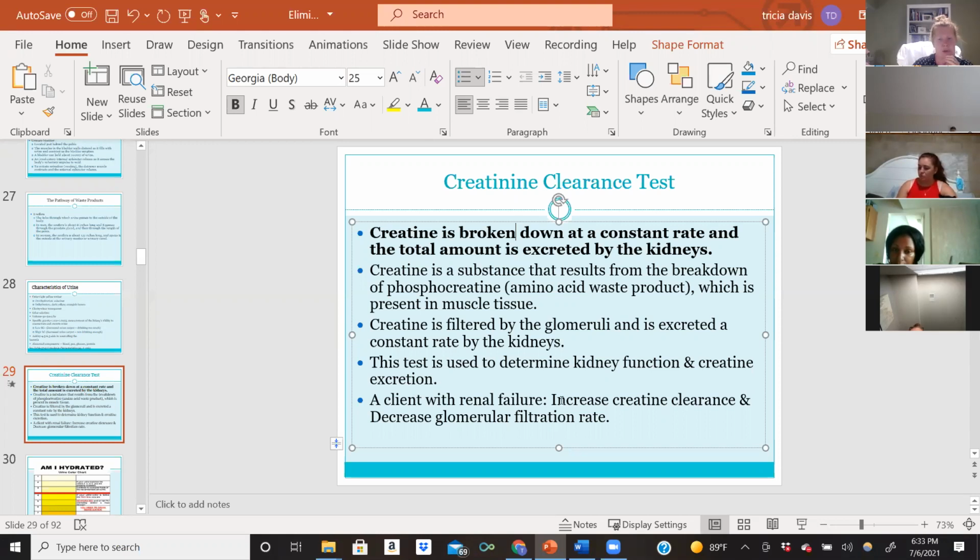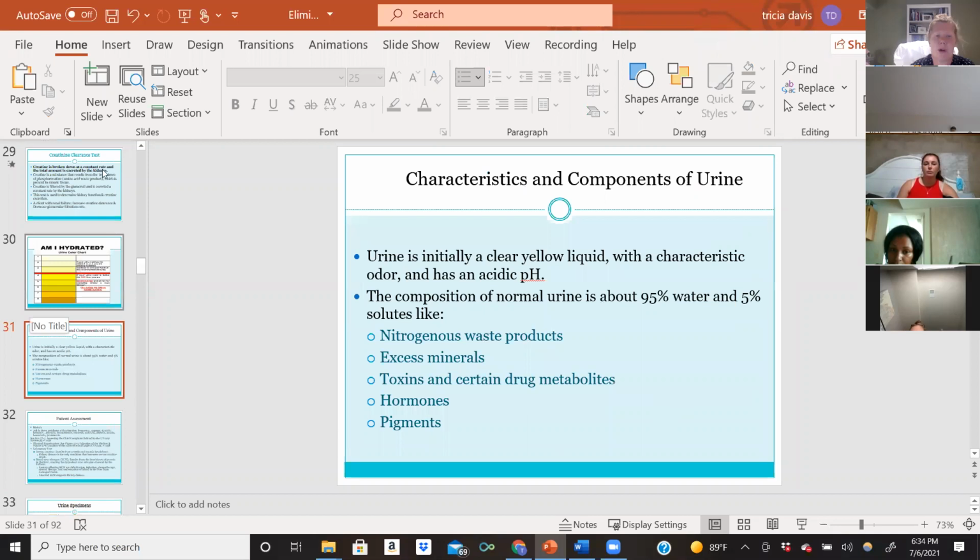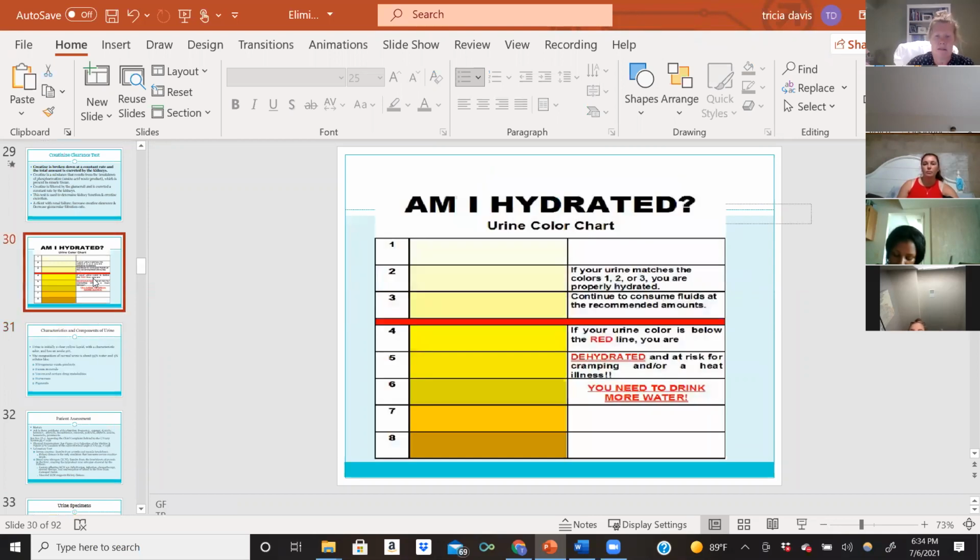A client with renal failure would present, normally in his labs, with an increased creatinine level and a decreased glomerular filtration rate. So if that creatinine is elevated, that means that the kidneys are not working like they're supposed to. And obviously, if that GFR is decreased, that means that we're not filtering from the body like we should. You can read more in your book about creatinine clearance.